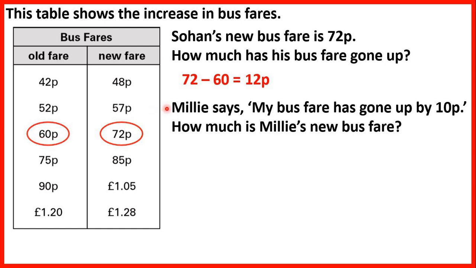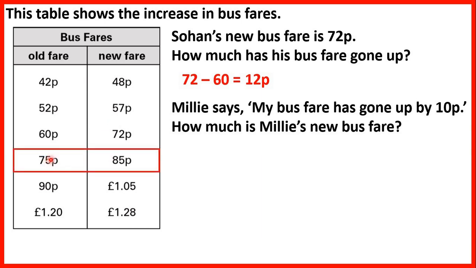Now, Millie says my bus fare has gone up by 10 pence. How much is Millie's new bus fare? So we need to look at the old fare and the new fare and find a difference of 10 pence. And we can see that 75 pence plus 10 pence is 85 pence. So that means that Millie's new bus fare, her new fare, will be 85 pence. Her old fare was 75 pence, but it's gone up by 10 pence, so it is now 85 pence.